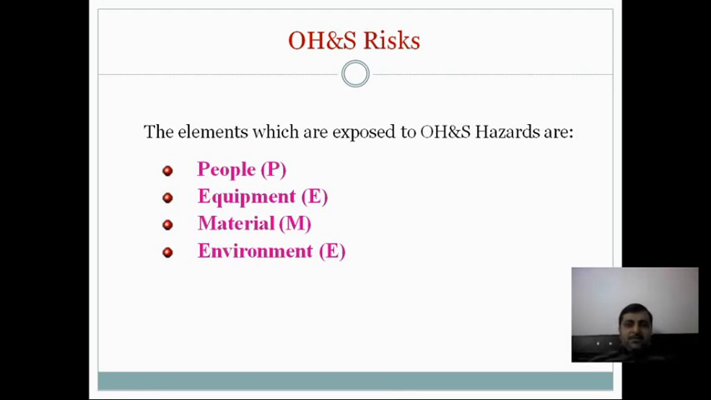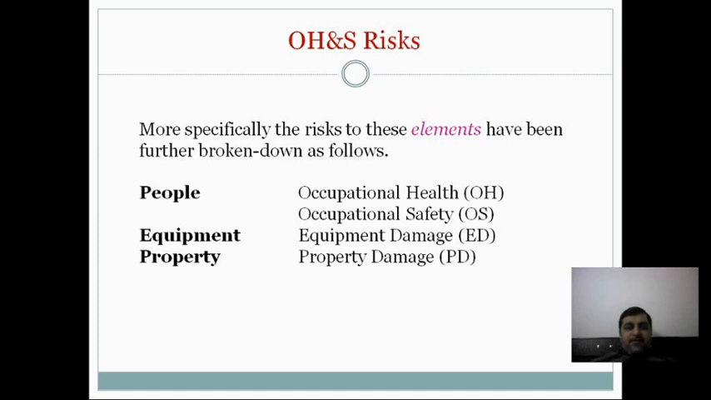The elements which are exposed are typically 4 when we talk about occupational health and safety. It is people, that is number 1. Next will be equipment, material, and yes, it is environment. We further divide these elements specifically to people, equipment, and property. We call this occupational health, occupational safety, equipment damage, and property damage.